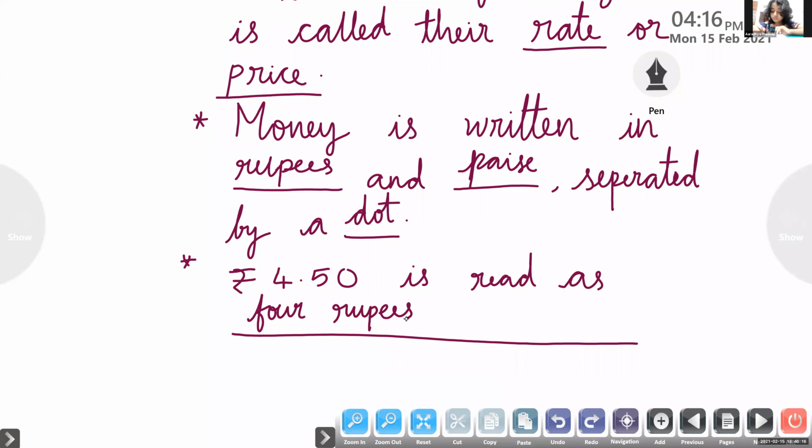The name for our money is rupees. Money is written in rupees and paisa separated by a dot. Now write the last point, Aradhya. Put the symbol of rupee, then write 4.50.